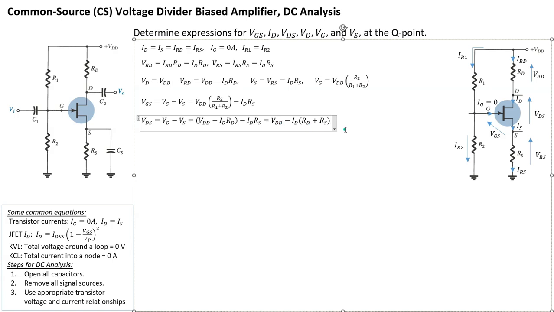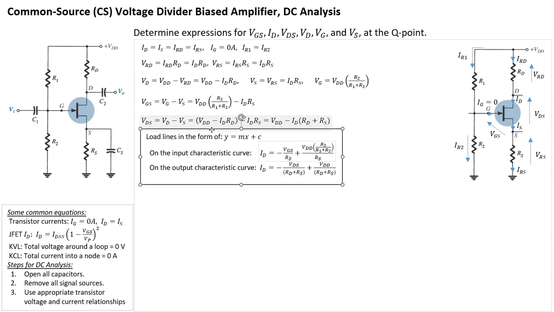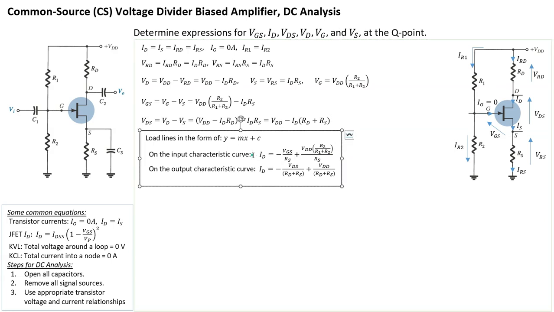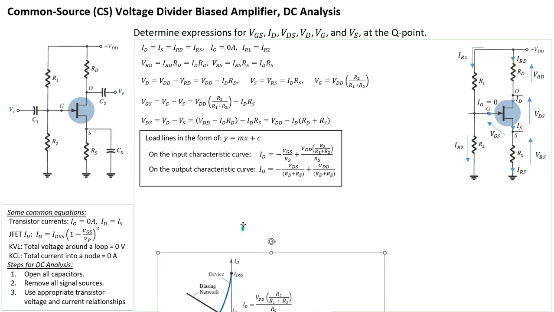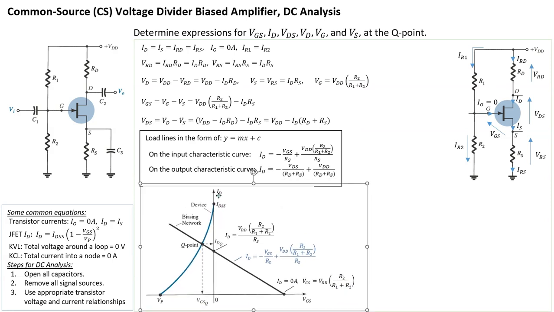Okay, so now I'm going to bring in how these two equations relate to our load line on typical input and output characteristic curves of a JFET device. First of all, you convert it into y equals mx plus c form. I have this one for the input characteristic curve, which is a graph where the vertical axis is ID and the horizontal axis is VGS. For the output characteristic curve, the vertical axis is ID and the horizontal axis is VDS. Once we have them in this form, we can look at how it appears on the actual curve.